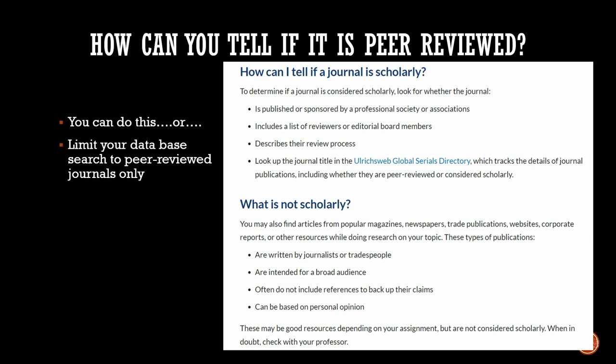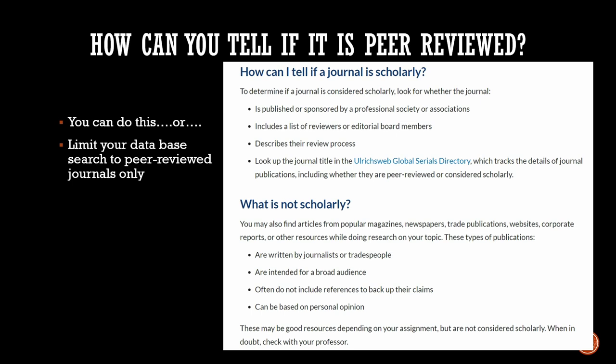So how can you tell if your journal is scholarly? You can follow the steps that are mentioned here to investigate if a journal is peer-reviewed, but I don't want to take too much time explaining that process here, and I don't want you all to spend too much time doing this either. My simple answer is, instead of doing the process mentioned on this slide, just limit your database search to peer-reviewed journal articles only. You can do this using the university library's search databases, and you can use them to easily tell if a source is peer-reviewed or not.